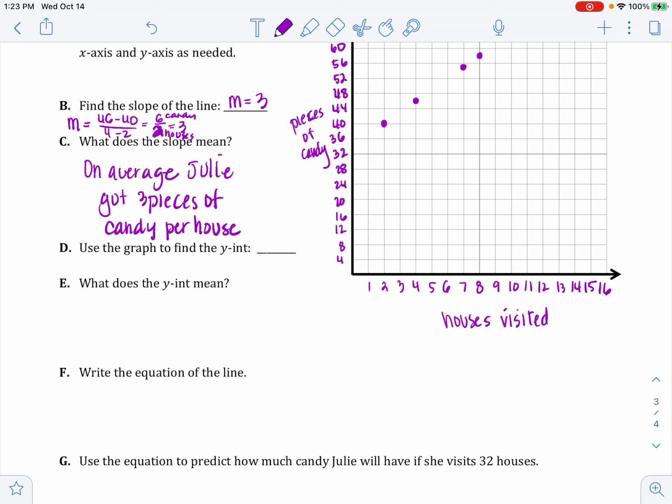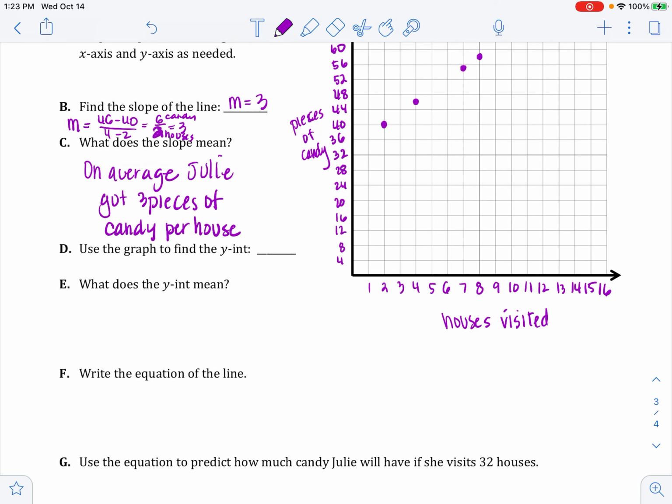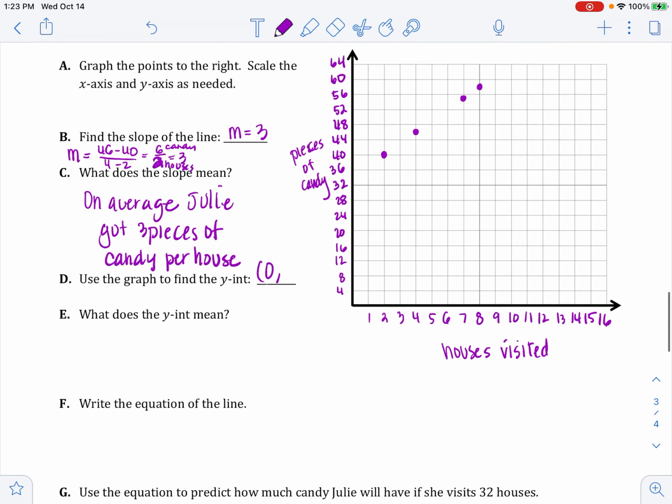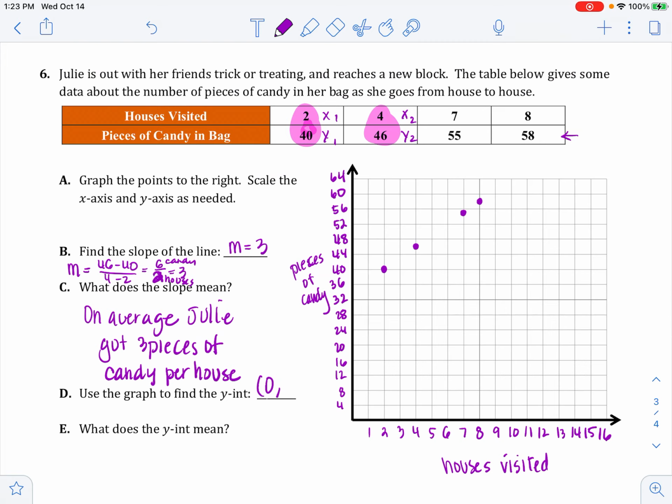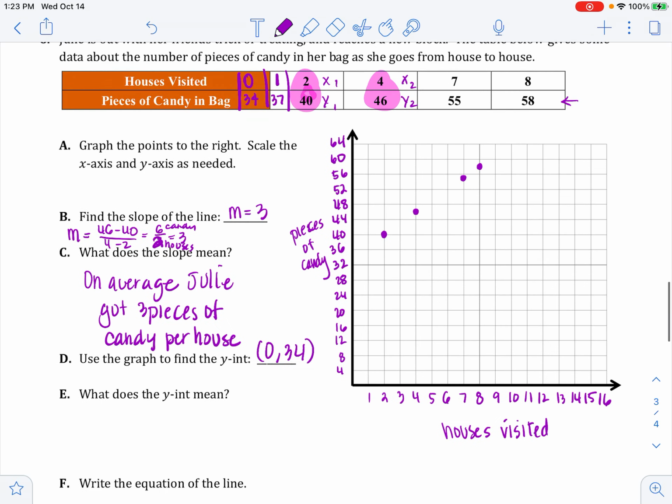All right, use the graph to find the y-intercept. I hate that it says use the graph, because I can't look at it and see what the y-intercept is. So I'm going to use my table to help me get to the y-intercept. It's not the only way, but I'm going to do that. All right, so remember, she got average of 3 pieces of candy per house. So at the first house, and then I need to know 0, okay? All right, so first house would be 3 pieces less than that, which is 37. And then after 0 houses, 3 pieces less than that, which is 34. So my y-intercept is 0, 34.